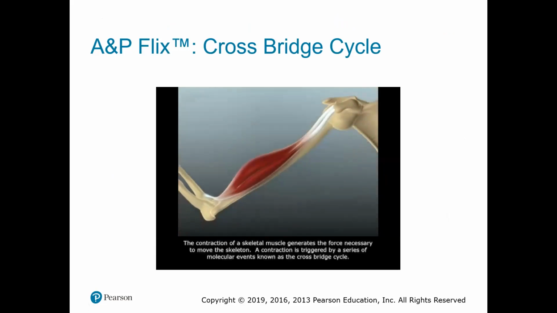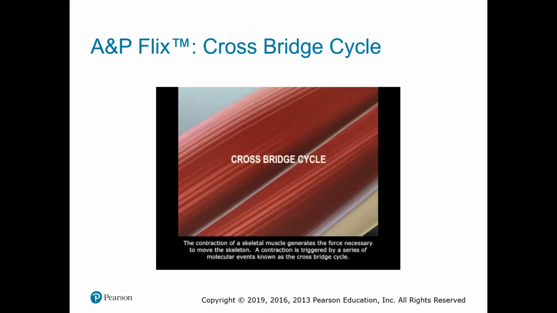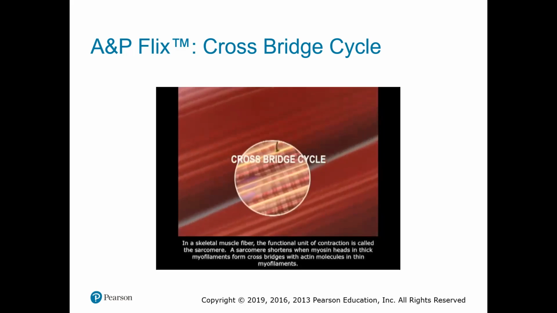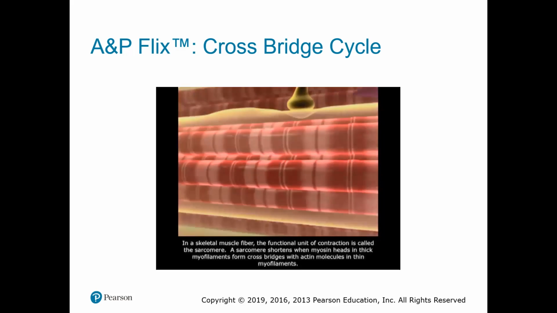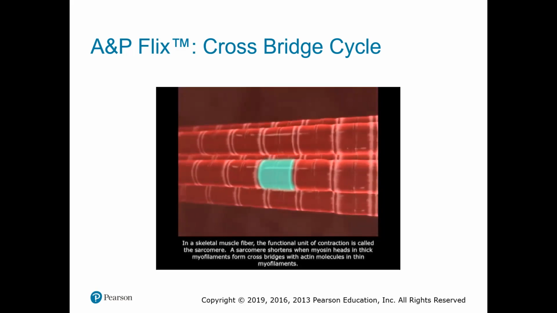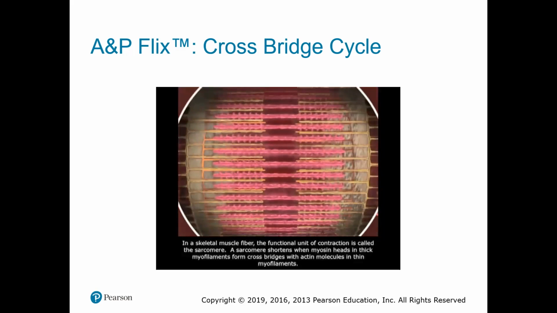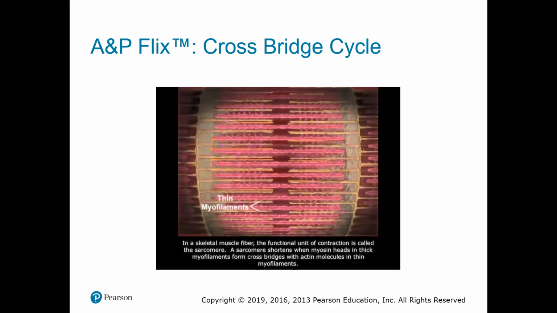The contraction of a skeletal muscle generates the force necessary to move the skeleton. A contraction is triggered by a series of molecular events known as the Crossbridge Cycle. In a skeletal muscle fiber, the functional unit of contraction is called the sarcomere. A sarcomere shortens when myosin heads and thick myofilaments form cross bridges with actin molecules and thin myofilaments.